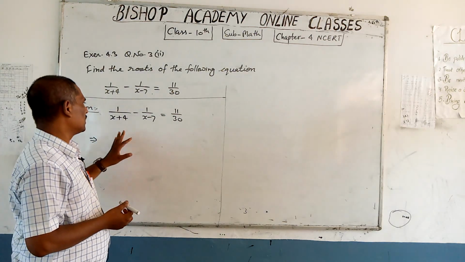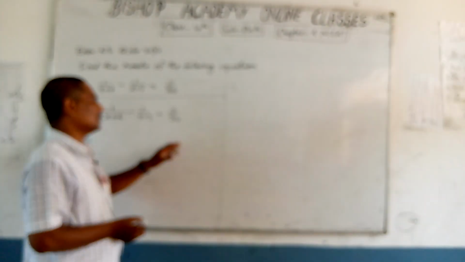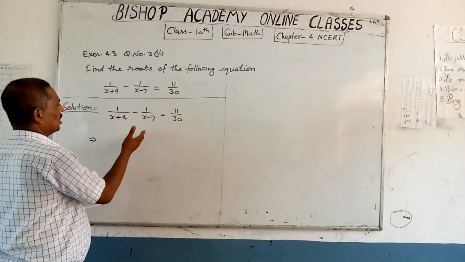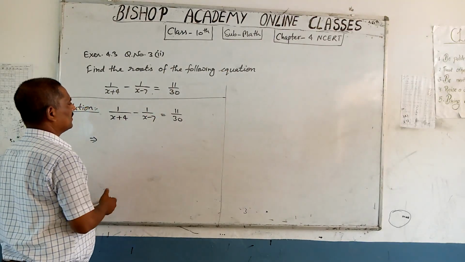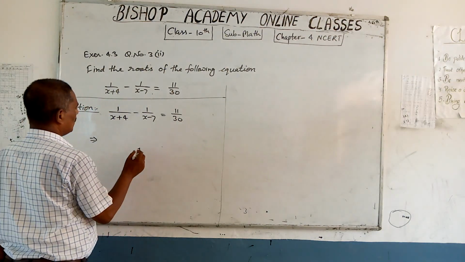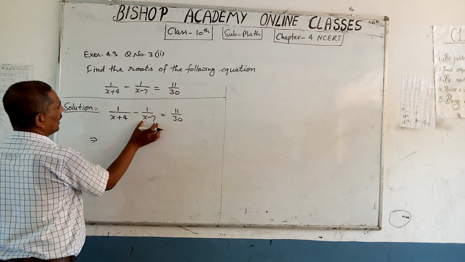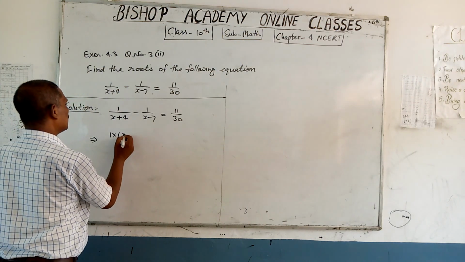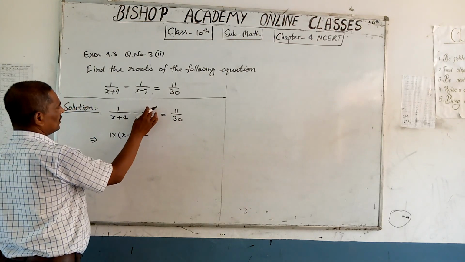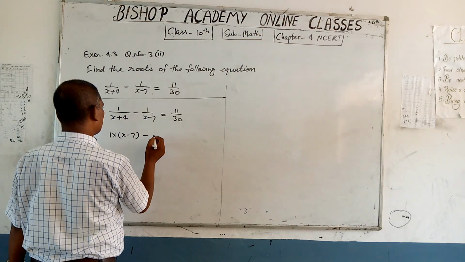Student, you can see on the left side there is a difference of two fractions, and on the right side there is one fraction. So you know how to subtract one fraction from another. So here you have to subtract 1 upon x minus 7 from 1 upon x plus 4. For this, you can subtract this very easily. Multiply 1 with x minus 7, minus again multiply this one with x plus 4.